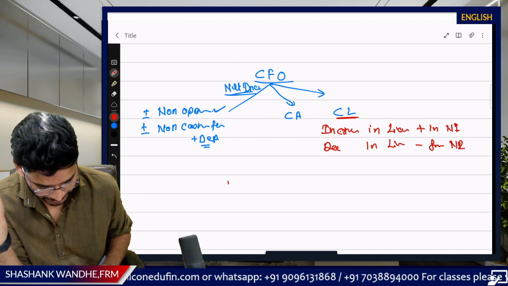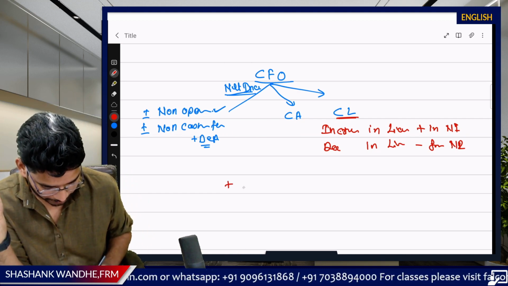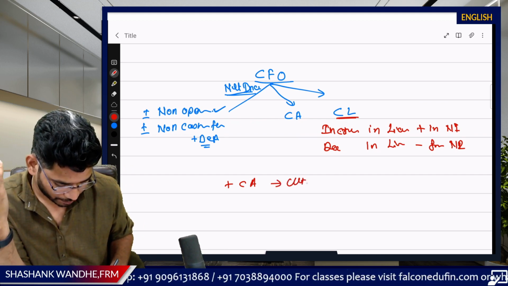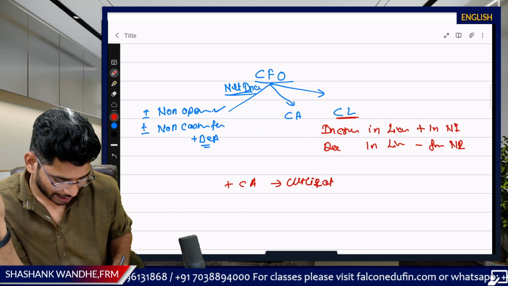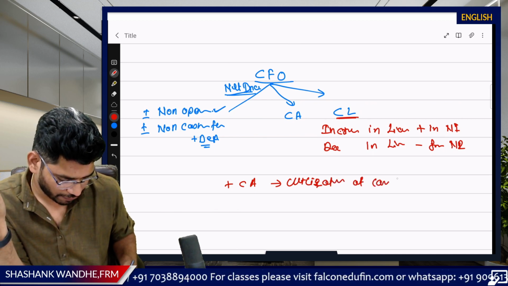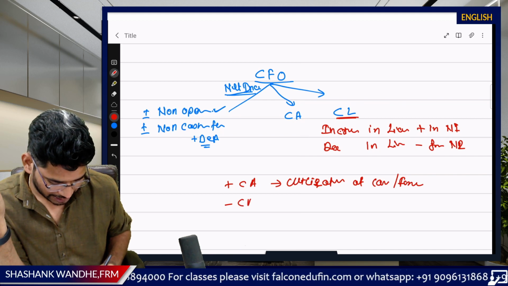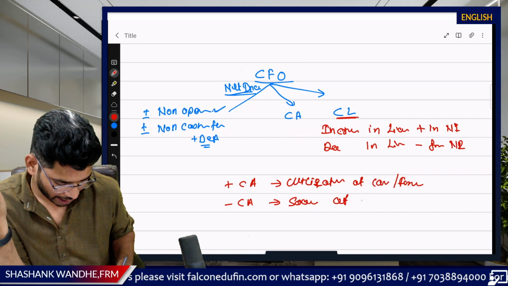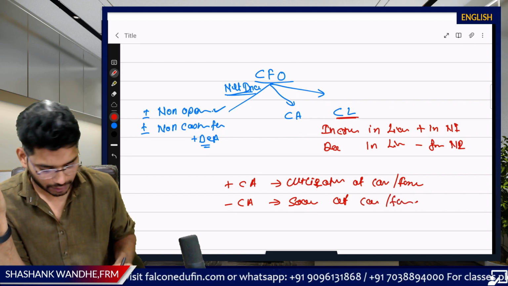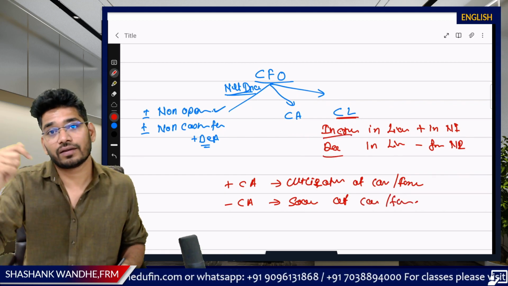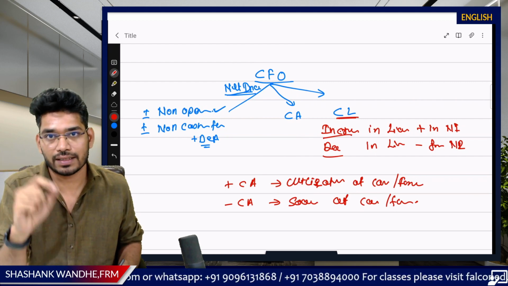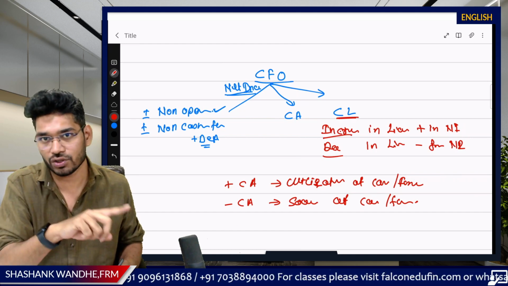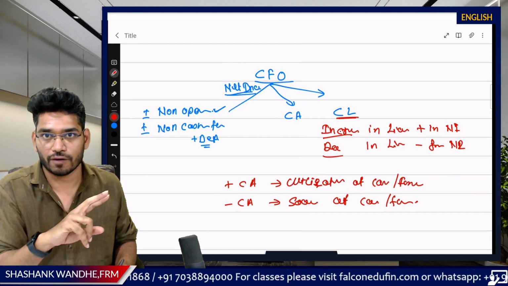This increase in asset part is known as utilization of cash, or simply funds, and a decrease in current asset is known as the source of cash or funds. On the other hand, when it comes to the liability, the increase in liability is the source of funds and decrease in liability is the utilization of funds. So increase in liability, source of funds; decrease in liability, utilization of funds.